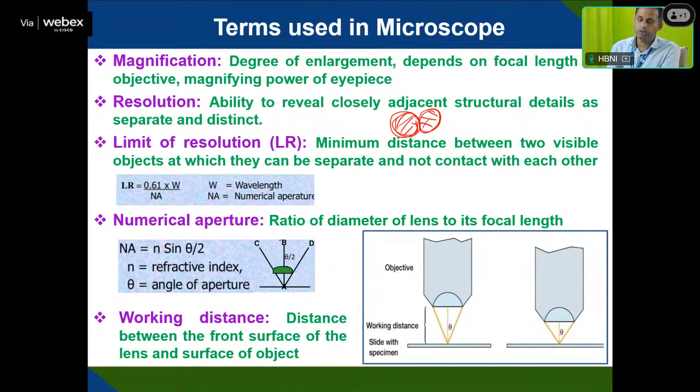Then you have the numerical aperture, NA equal to n sine theta by 2, where n is the refractive index and theta is the angle of aperture, the ratio of the diameter of the lens to its focal length. And you have the working distance, how far your substrate is from the lens, the eyepiece lenses. Depending upon this distance, you can vary the working distance and create a better image.